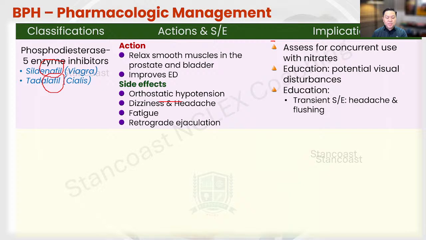initiated. Okay, and for those patients that have a history of glaucoma, this is not supposed to be taken by them, because it can increase their intraocular pressure. Okay, again, for those patients that are going to be prescribed the phosphodiesterase 5 enzyme inhibitors, this is not going to be safe for them to take if they have glaucoma. So check your patient's history.